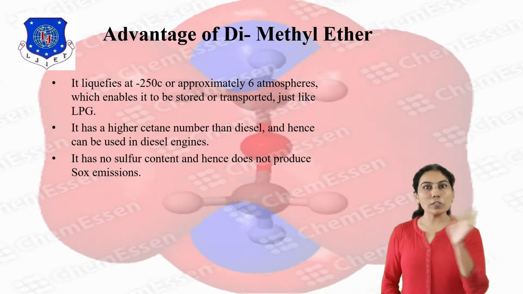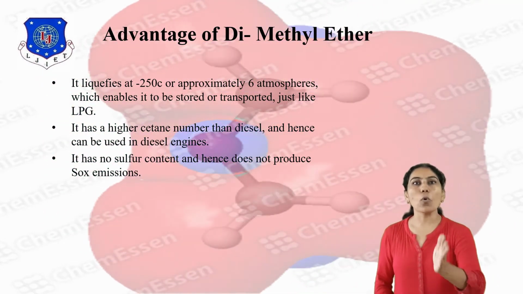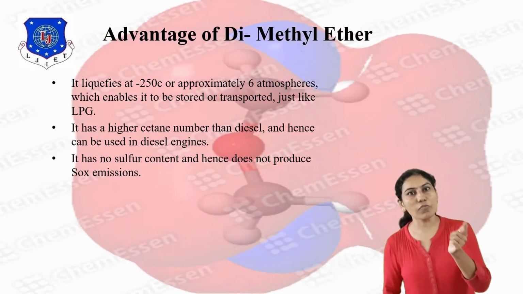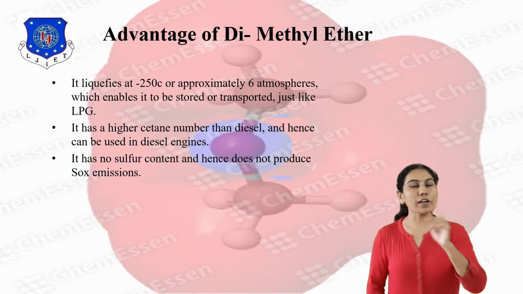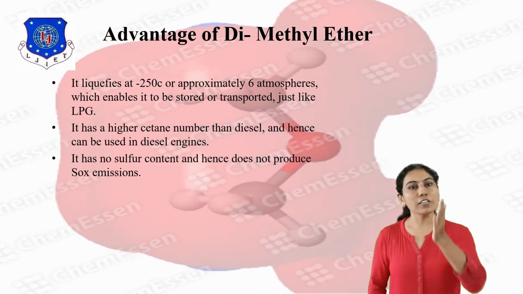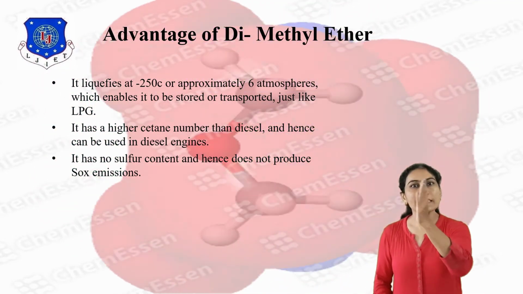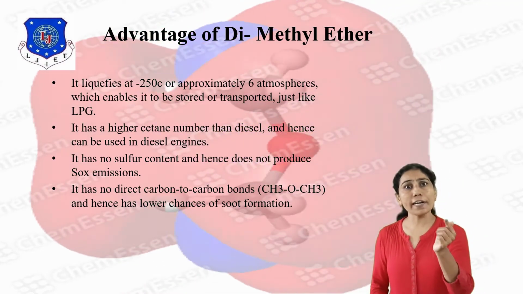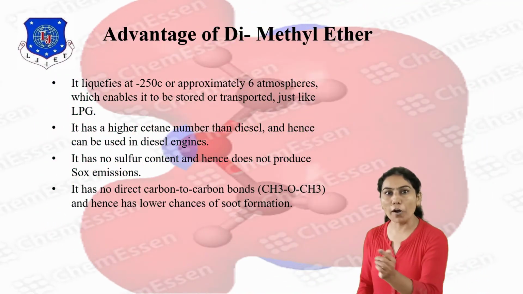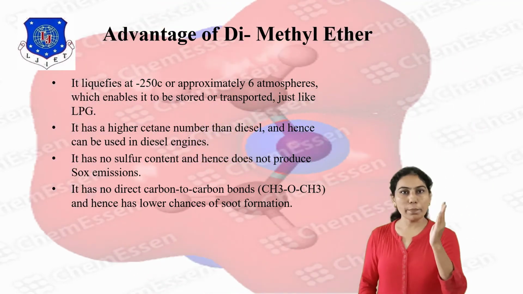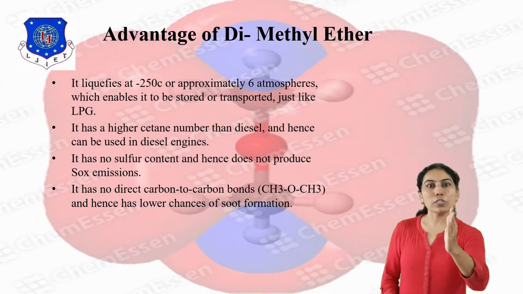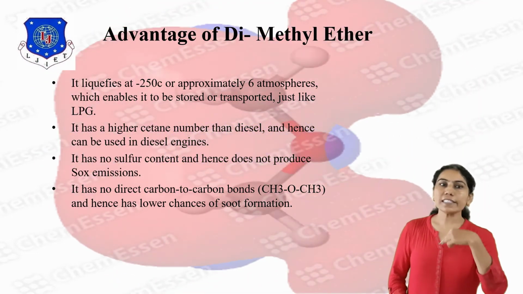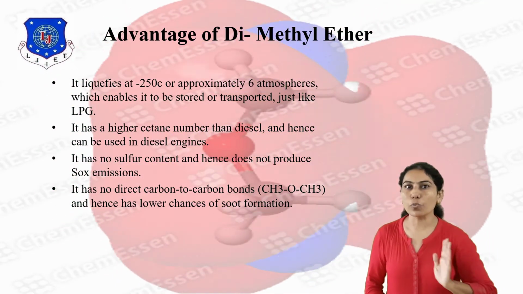Then it has no sulfur content, so it does not produce SOx emissions, sulfur oxide emissions. Another point is that it has no direct carbon-to-carbon bond. The formula of dimethyl ether is CH3OCH3, so it has a lower chance of soot formation.